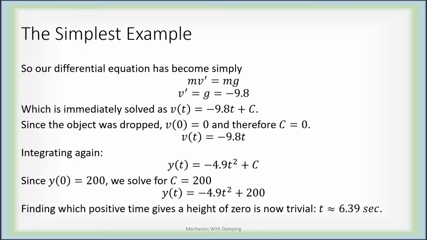Finding which positive times result in a height of 0 is now pretty much trivial. It's just a matter of applying the quadratic formula, if nothing else. And you'll quickly solve that t is approximately 6.39 seconds. So 6.39 seconds later, the object hits the ground.